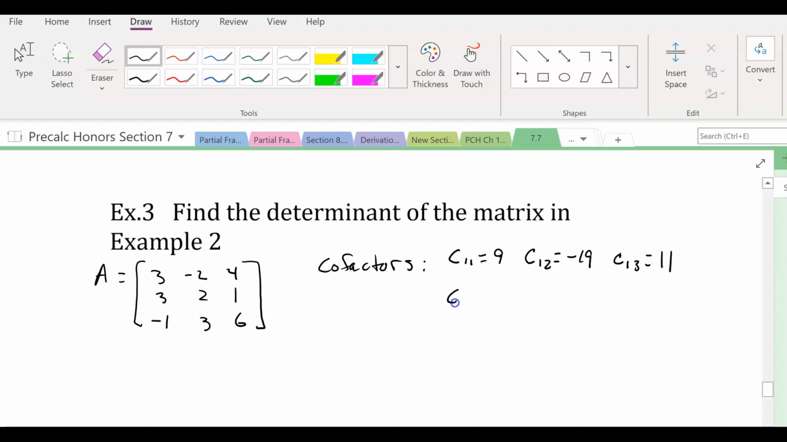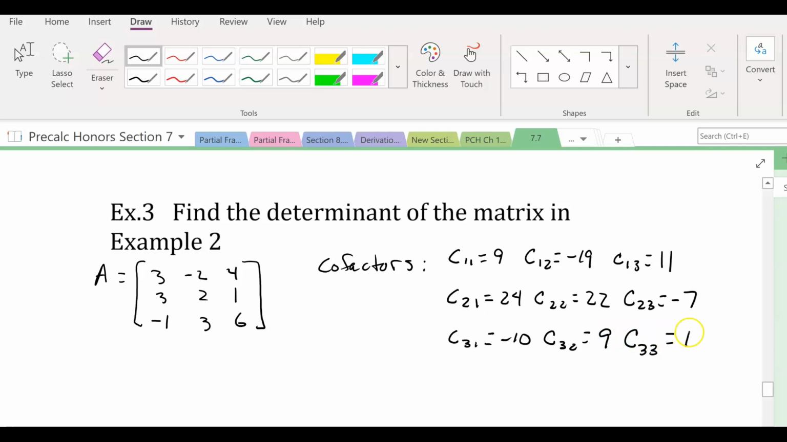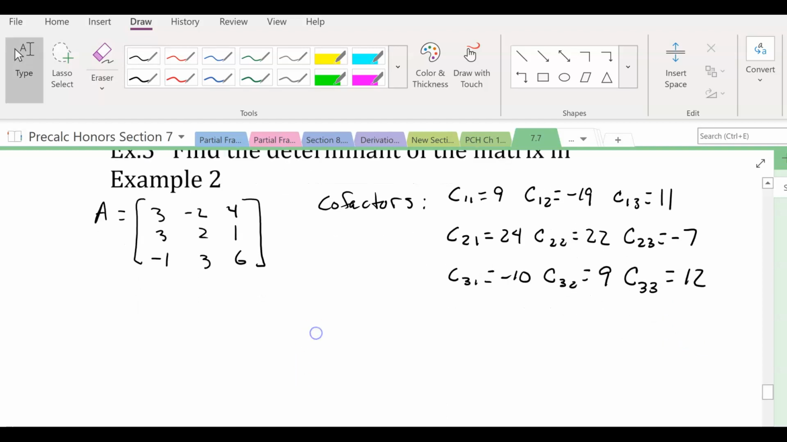And then moving on to the next row, the cofactor for 2, 1 was 24. The cofactor for row 2, column 2 was 22. The cofactor for row 2, column 3 was negative 7. And the final row, the cofactor for 3, 1 was negative 10. The cofactor for 3, 2 was 9. And the cofactor for row 3, column 3 was 12. So we've got our matrix, we've got our cofactors.